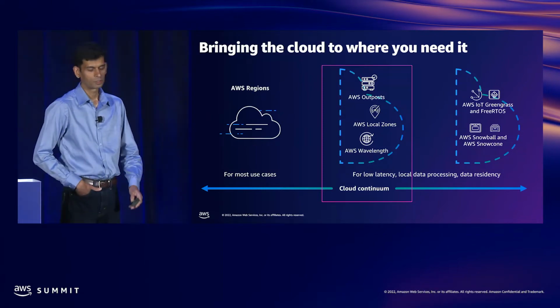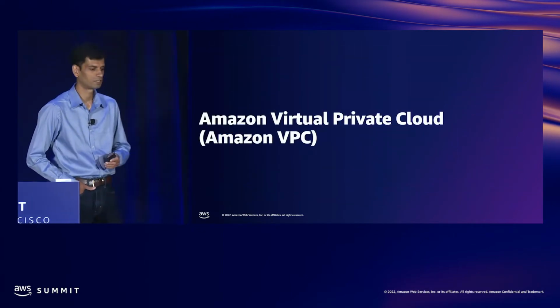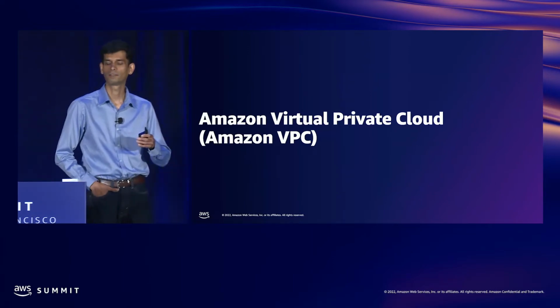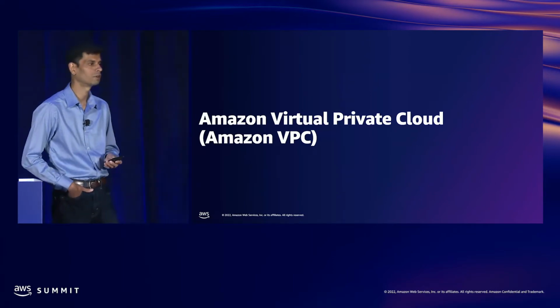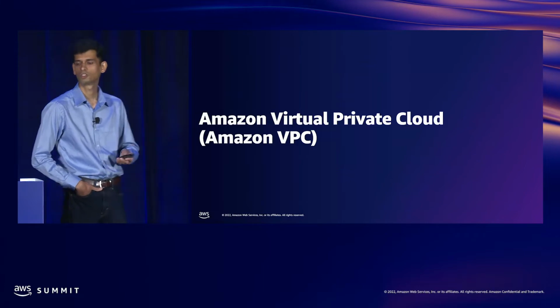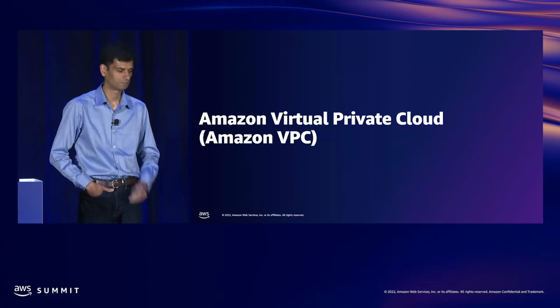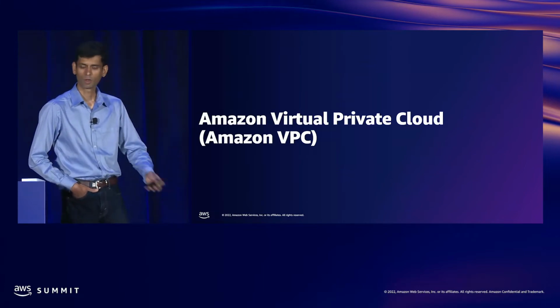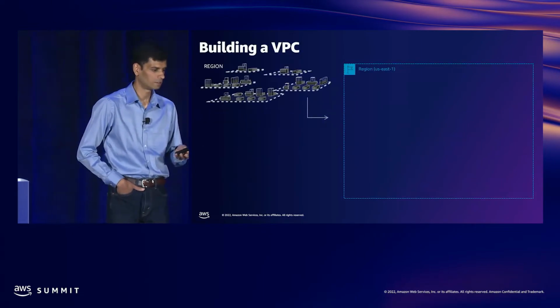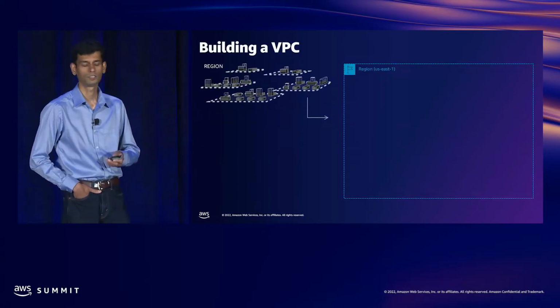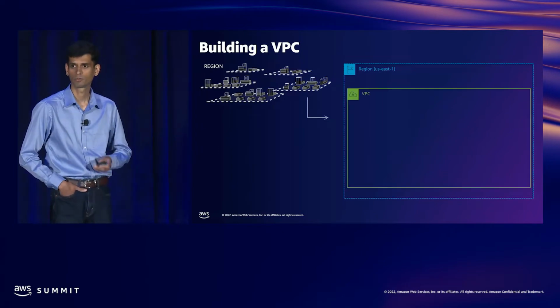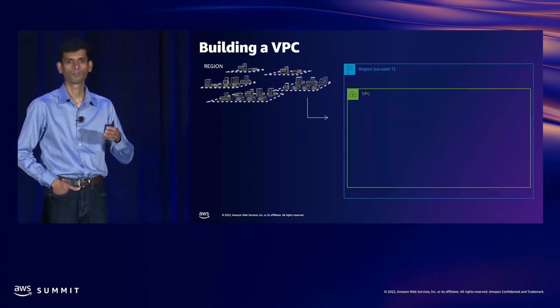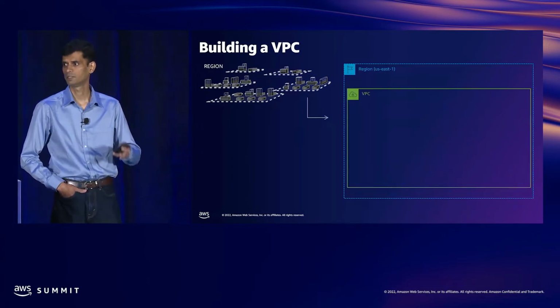Now that we have looked at some of the components of the physical infrastructure, let's see how you can create your own virtual network in the cloud. We call it the Virtual Private Cloud, or VPC for short. If you recall, we talked about an AWS region. Within an AWS region, you can create your own virtual private cloud, or VPC. You can have one or more VPCs in a given region in your AWS account.